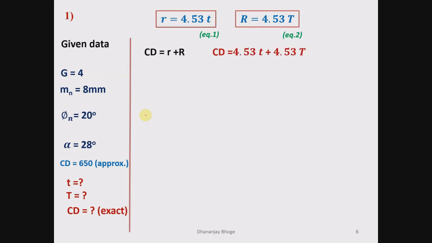Let us substitute the values of r. Put 4.53 times t as small r and 4.53 times capital T as capital R. Now the center distance is given as 650, approximately. Substitute that value too. So we get 650 is equal to 4.53t plus 4.53T. Now what can we do next?